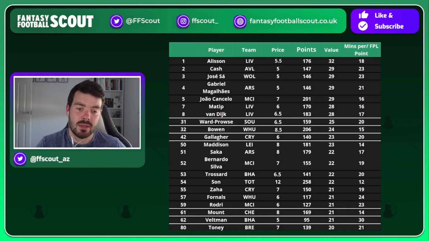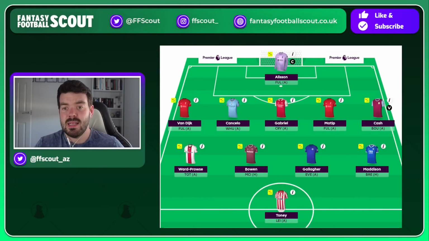So what does that mean? Well, that gives us a team that you can conceivably put together. We've got Alisson in goal as our best budget player in the game, along with Van Dijk, Cancelo, Gabriel, Matip and Cash. So 5 at the back. The value really is in defence this season, as we talked about. Midfielders: Ward-Prowse, Bowen, Gallagher and Maddison. And then up front, Ivan Toney. And I believe that leaves about 9 million in the bank or something like that.